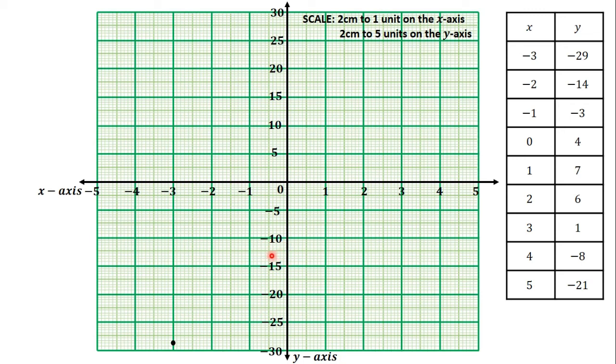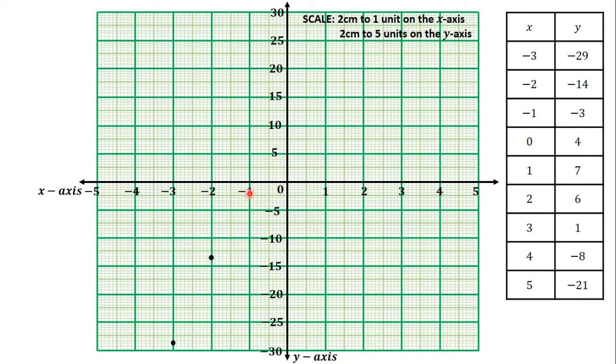We now know the position of minus 14. So we can plot minus 2, minus 14. So minus 2, minus 14 will be here. The next point is minus 1, minus 3. So you look for minus 1 on the x-axis and minus 3 on the y-axis. Minus 3 also does not fall on a major grid line. So you read minus 3 from the y-axis by using the procedure that you have been using all along.